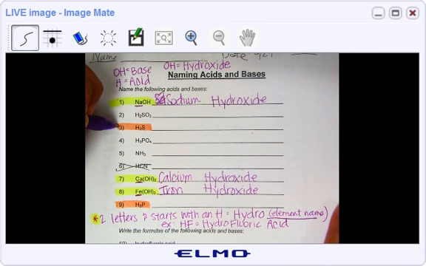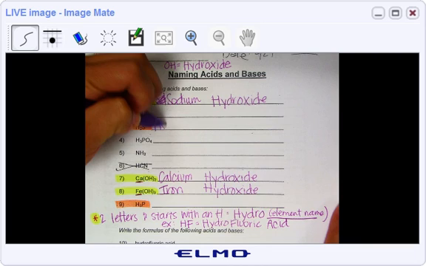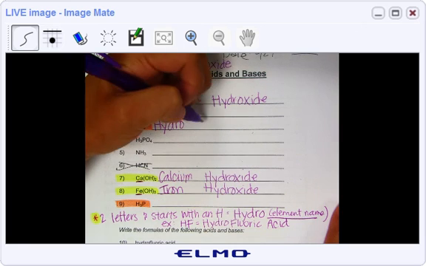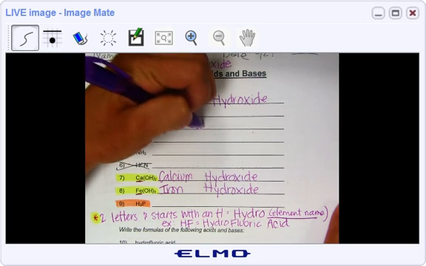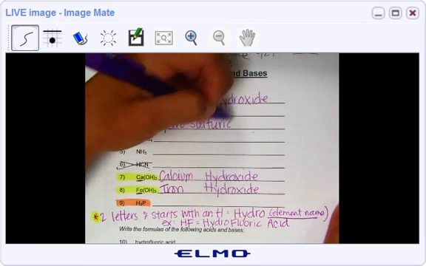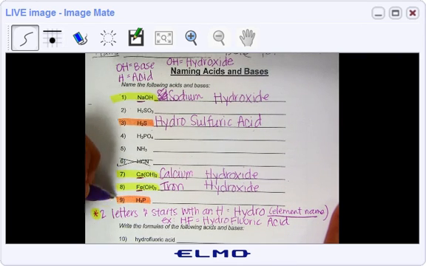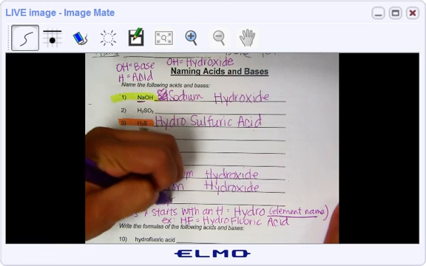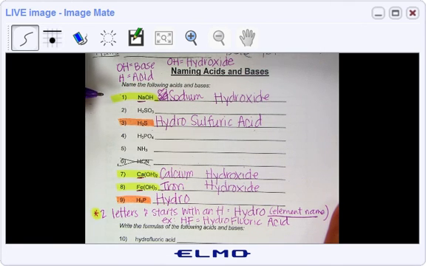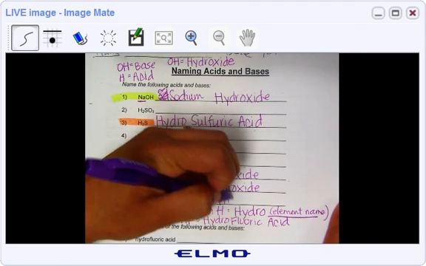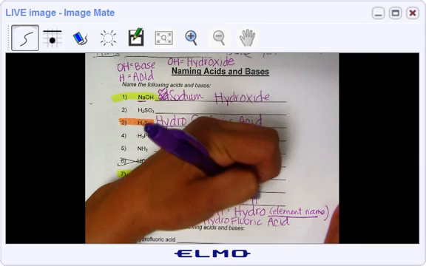So for number 3, hydro, S stands for sulfur, so you would write hydrosulfuric acid. Number 9, hydro, P stands for phosphorus, so you would write hydrophosphoric acid.